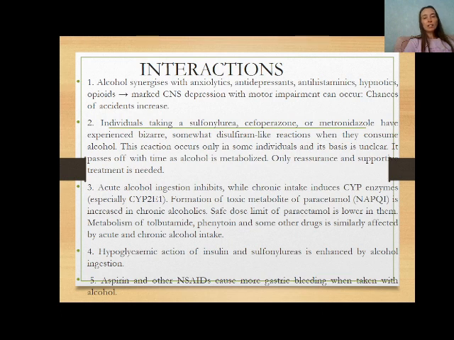Next, acute alcohol ingestion inhibits while chronic intake induces enzymes, especially CYP2E1. Formation of the toxic metabolite of paracetamol is increased in chronic alcoholics. The safe dose limit of paracetamol is lower in them. Metabolism of tolbutamide, phenytoin, and some other drugs is similarly affected by acute and chronic alcohol intake. The hypoglycemic action of insulin and sulfonylurea is enhanced by alcohol ingestion. And the last, aspirin and other NSAIDs can cause more gastric bleeding when taken with alcohol.